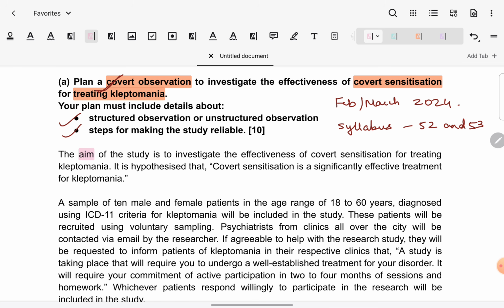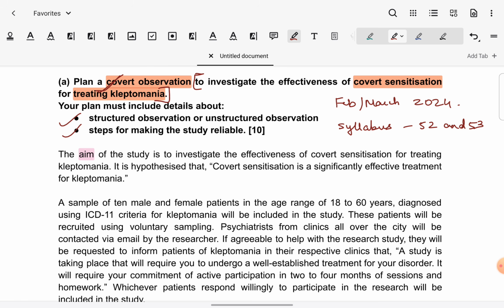So first you can see I have designed the aim of the study. There's nothing much to do in the aim of the study. Actually, you just have to pick it from the question. You can reword it a little, but there's no reason to do that. So I've written it exactly as given in the question.